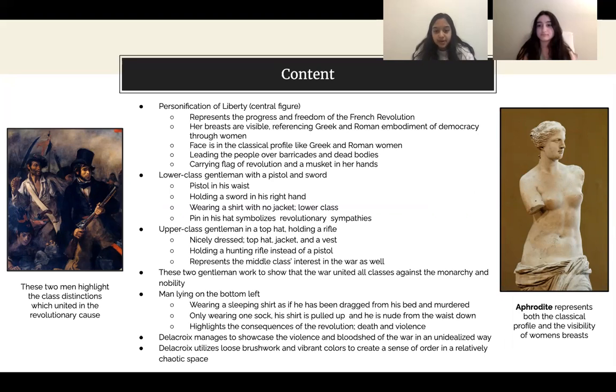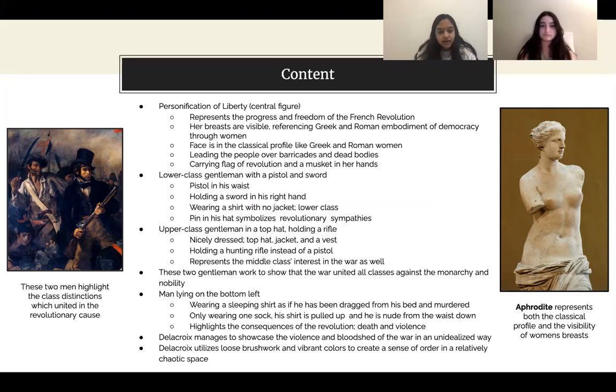She's leading the people over barricades and dead bodies. She's carrying a flag of revolution and a musket in her hands. And the lower class gentleman with a pistol and sword, he has a pistol in his waist. He's holding a sword in his right hand. He's wearing a shirt with no jacket, symbolizing that he is lower class. And he has a pin in his hat to show his revolutionary sympathies.